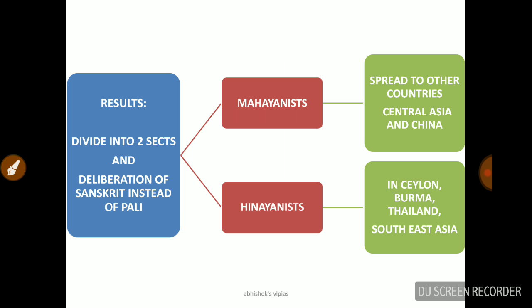The important result is that Buddhism was divided into two sects, and there was a deliberate shift to Sanskrit instead of Pali. Pali was the old language they followed until the third council, but at the fourth council in Kashmir they deliberately changed it to Sanskrit. And there was a division among the Buddhist sects: the Mahayanists and the Hinayanists. The Mahayanists spread to other countries, the Central Asian countries and China. And the Hinayanists spread to Ceylon, that is Sri Lanka, Burma, Thailand and Southeast Asia.